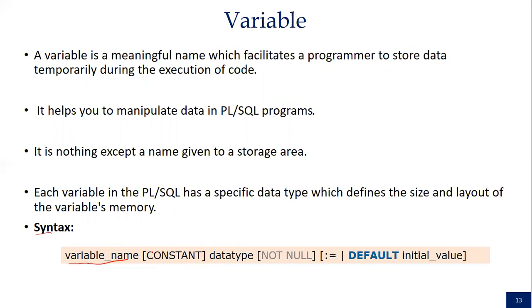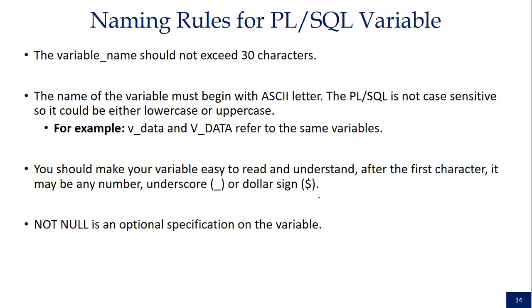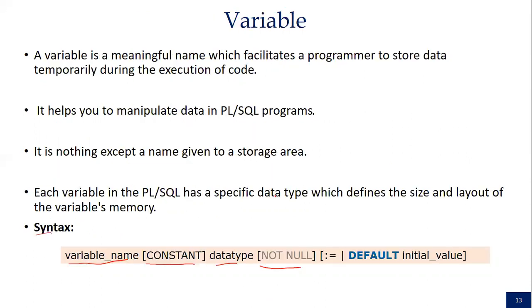Then you want to make it a constant, then you can specify constant and then the data type. Or you want to make it not null, then you can specify not null, and a default or initial value. There are two ways to initialize a variable in PL/SQL: by using default, or by directly specifying a value.